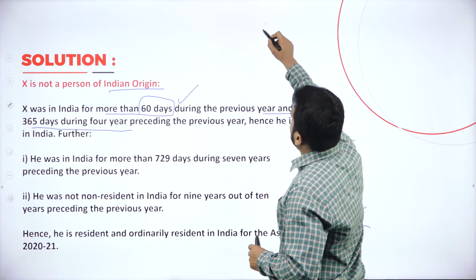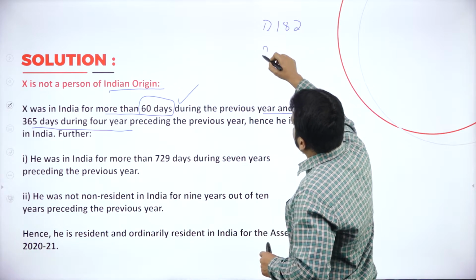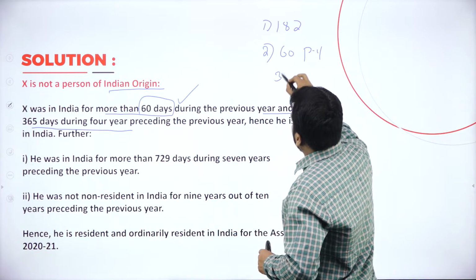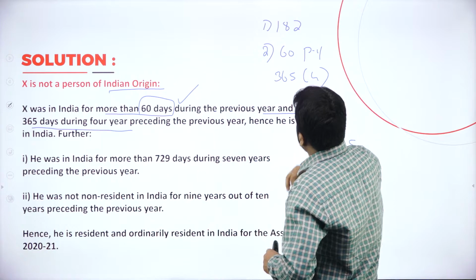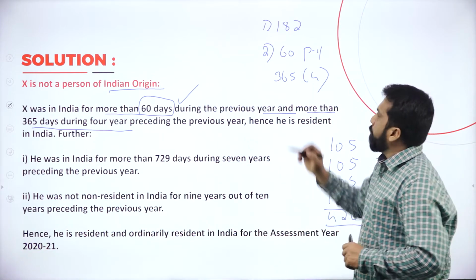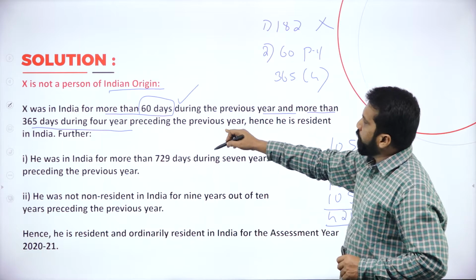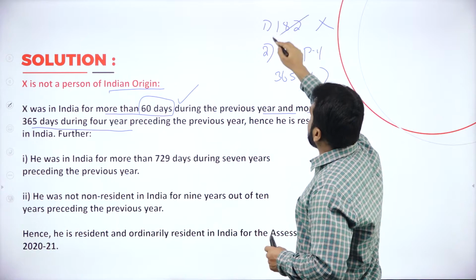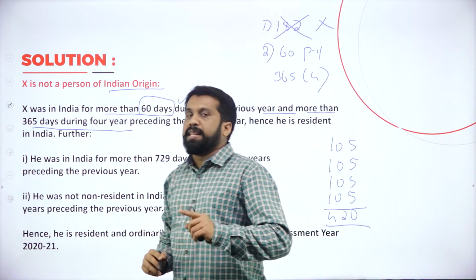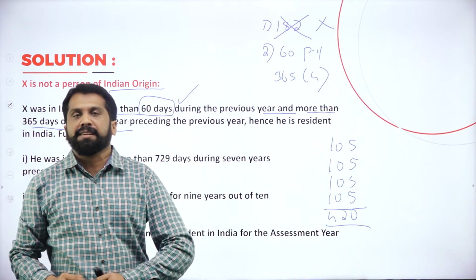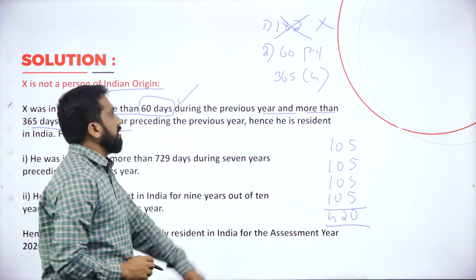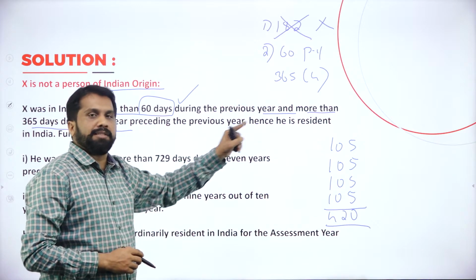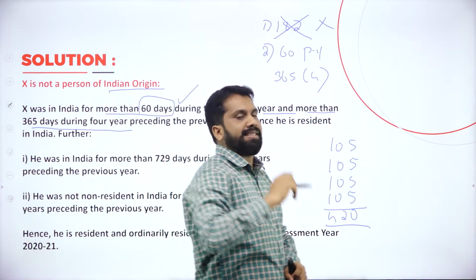What is your first condition? He must be there for 182 days. Second condition: 60 days in the previous year and 365 days in the preceding 4 years. First condition, he cannot fulfill because he was there only 105 days. 182 days we cannot consider. Then we can go for the second condition. What is the second condition? Above 60, yes. Out of 4 years, 365, yes. So he is a resident.